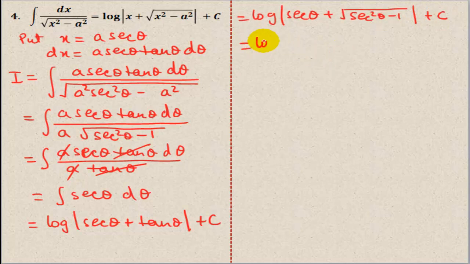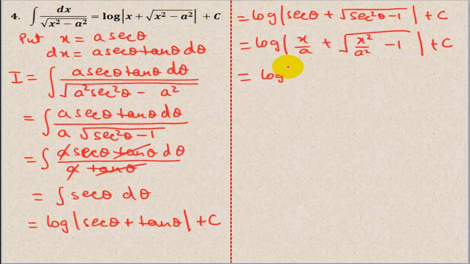Now you can see in both the parts we have the trigonometric ratio sec theta. So this sec theta can now be replaced by x over a. You can see sec theta is x over a. So I will write x over a here. In the same manner, under the square root, we get x square over a square minus 1. Now we need to simplify this.